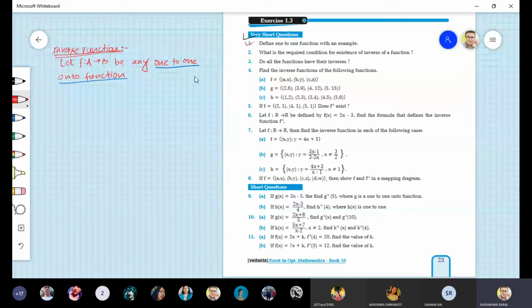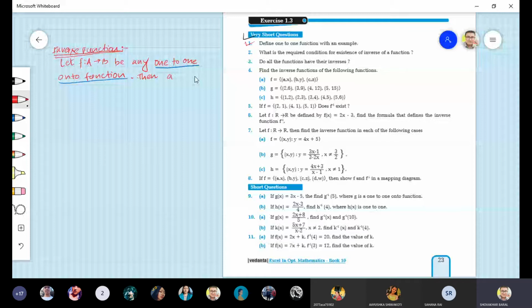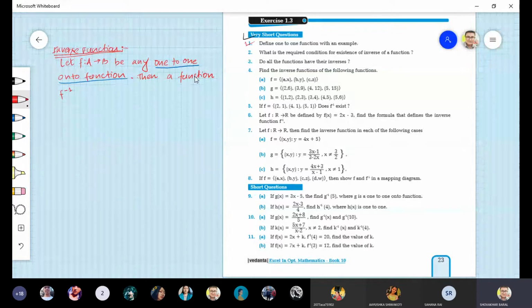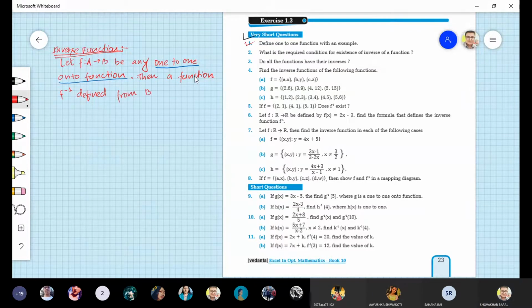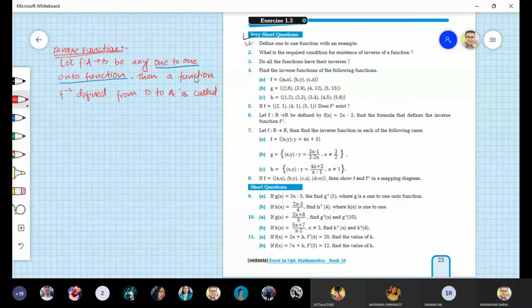Let f from A to B be any one-to-one onto function, then a function f inverse, that is f to the power minus 1, you need to write this way, f^-1, defined from B to A, is called the inverse function. Okay, this is the definition of inverse function.